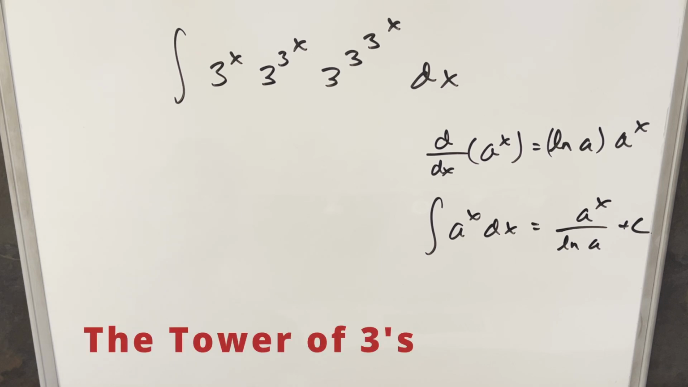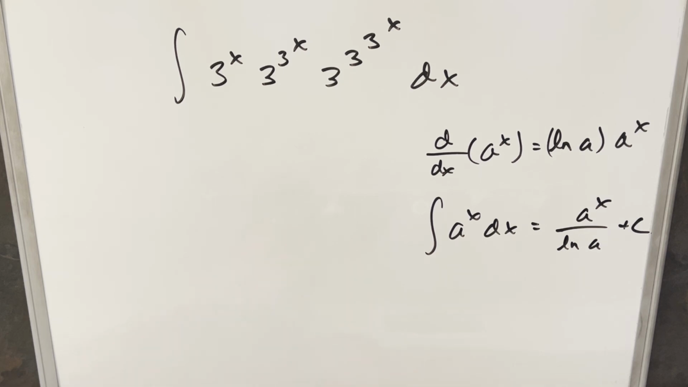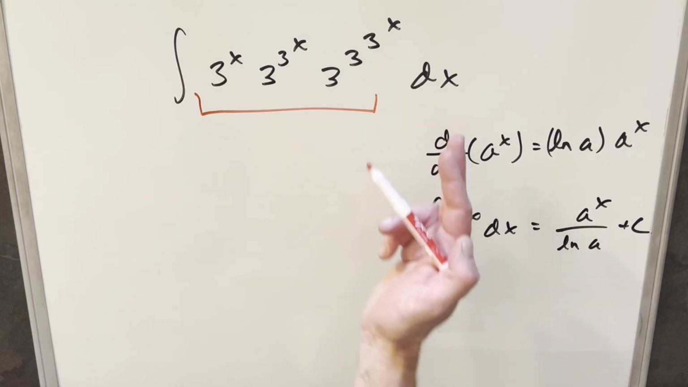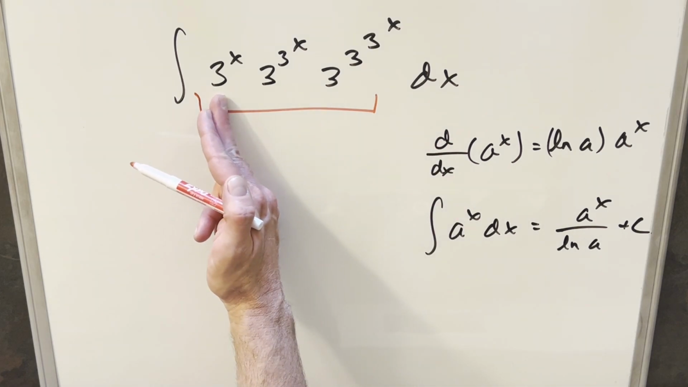Okay, we have here today another interesting integral. We've got the integral of 3 to the x times 3 to the 3x times 3 to the 3 to the 3x dx. Now the first thing I noticed is that this is really similar to a problem I did recently where everything was basically the same, except we had e's instead of 3's.